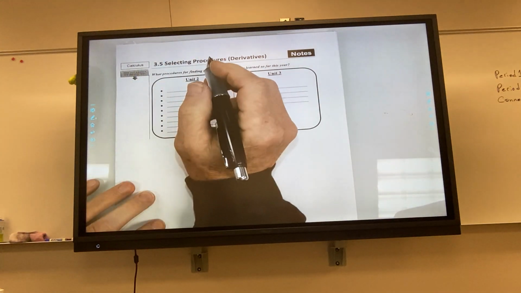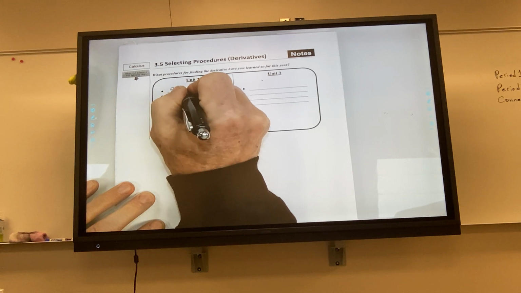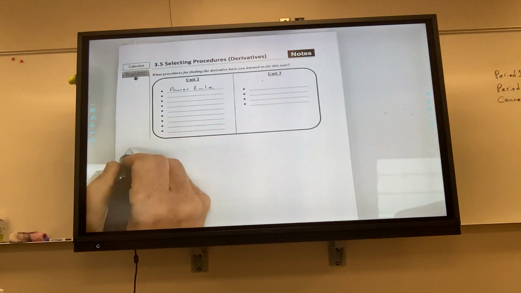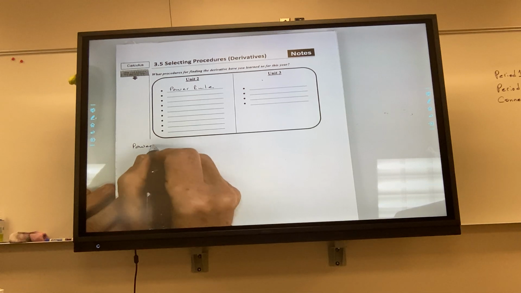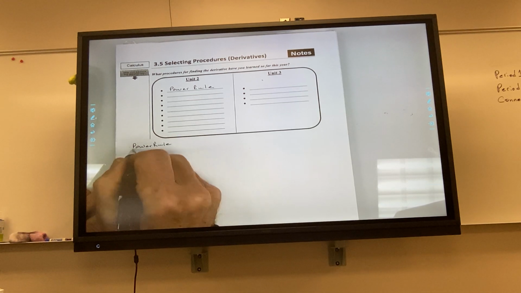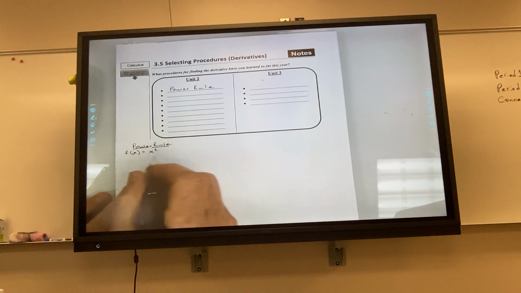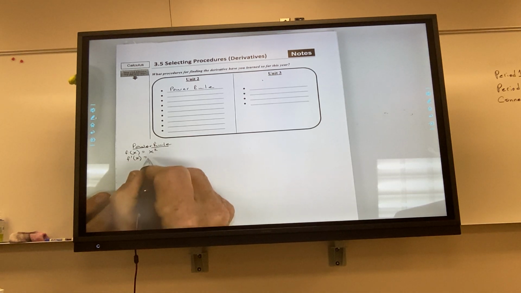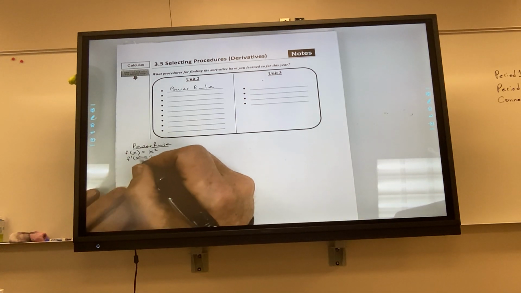Power rule, I'm gonna put right here. And I'm gonna make an example. So, power rule, I'm gonna write right here. So if I gave you something that looks like this, f of x equals x squared, you would tell me the derivative is what? 2x. 2x, excellent.